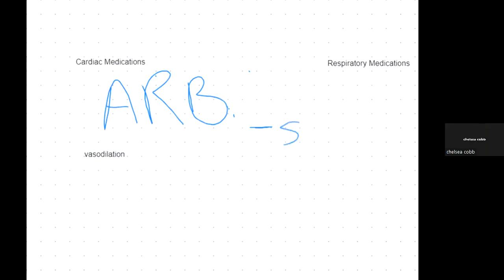Anytime I have vasodilation, what's going to happen to my blood pressure? It's going to decrease. It's going to drop. And so ARBs, what is the suffix for ARBs? The sartans. So sartan, like losartan, valsartan. All right, these are ARBs.